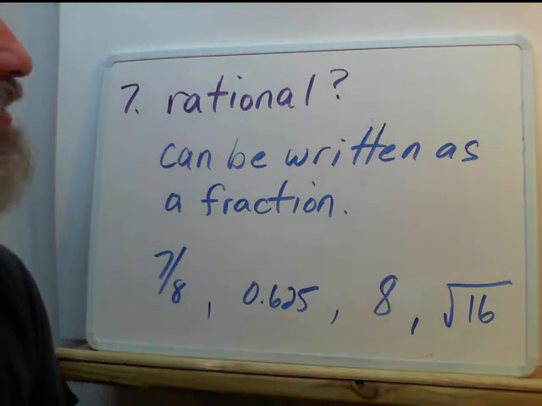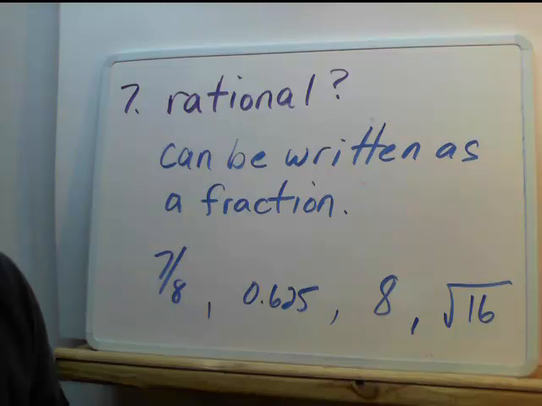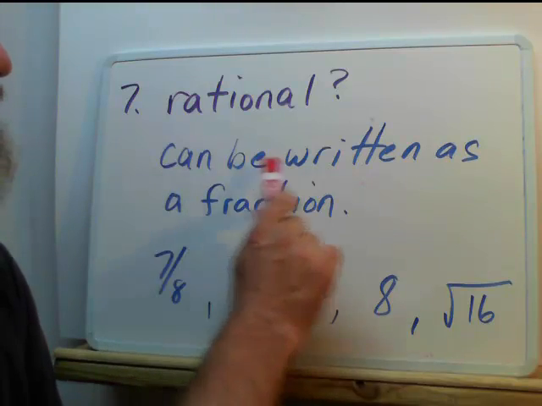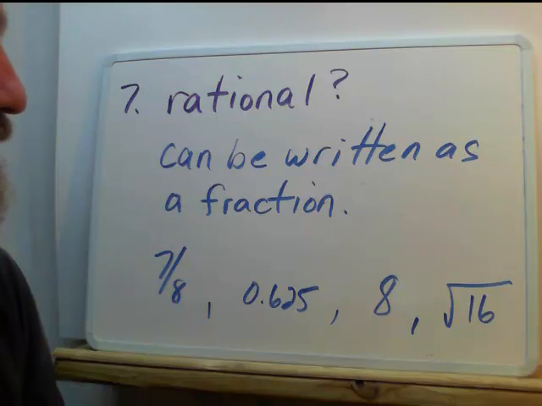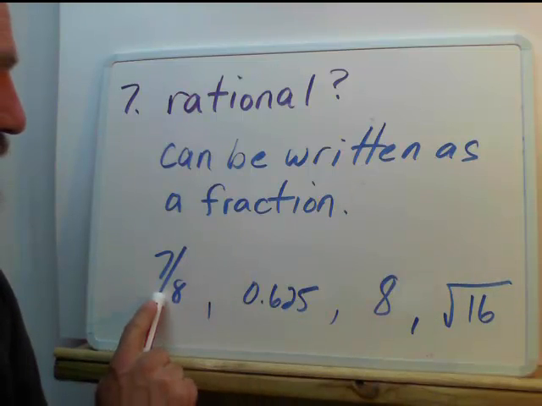And number 7 asks, how can we tell if something is a rational number? And the easiest way to put it is that it can be written as a fraction, or it's written as a ratio between two numbers. So fraction, for example, 7/8.